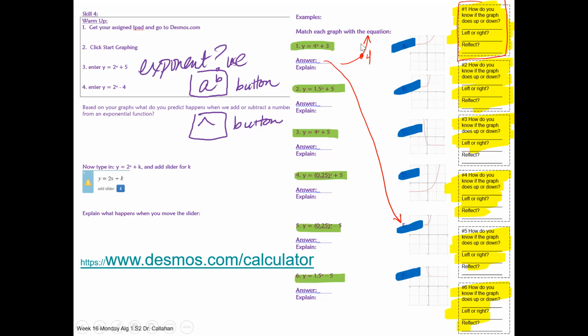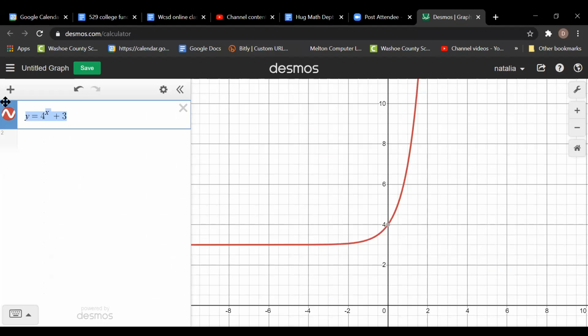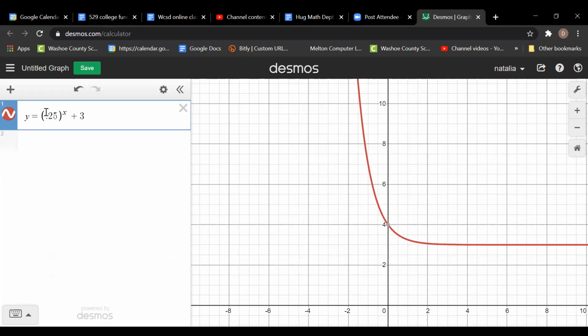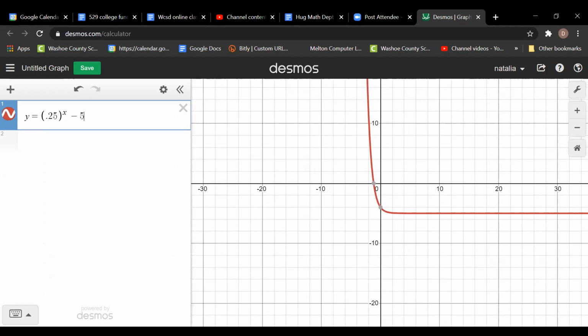Okay, let's try another one. Let's try number 5. For number 5, it says 0.25 to the x minus 5. So I'm going to go back to my Desmos. I'm going to change the 4 to the 0.25 like that, and then change the minus to a minus 5. Okay, so here is my graph.